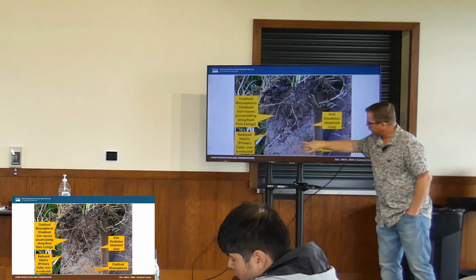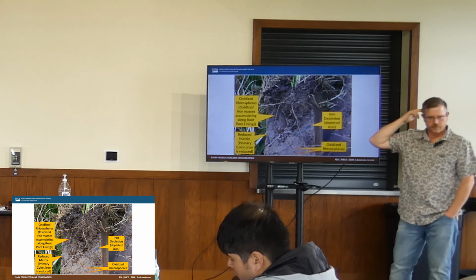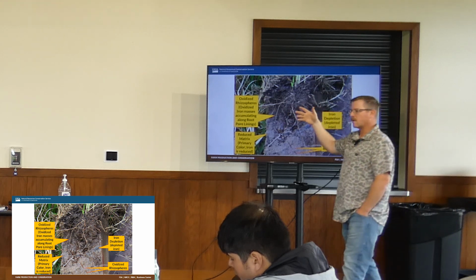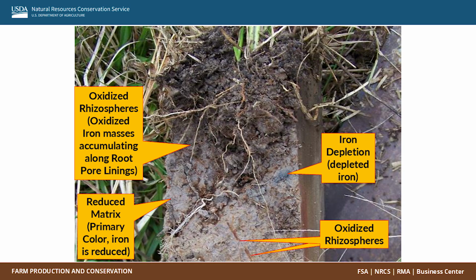There's some gray in here. If we were describing that soil, it'd be like a 10YR 5/2. So it'd be a gray color, and that is where you're saying this soil is wet. You're saying that there's oxidized root channels, and essentially what you would say is you have a hydric soil, which at the very beginning could be an indicator of a wetland.